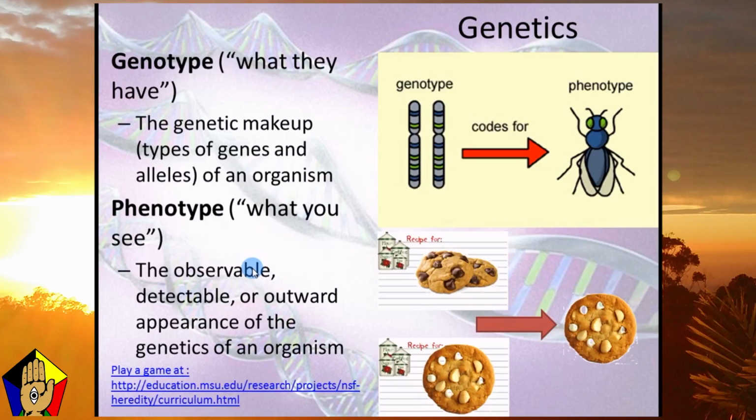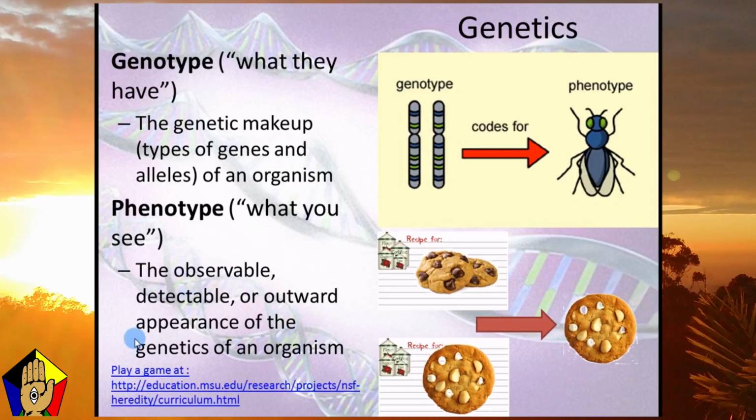Okay, so as we're going on with the genetics, you want to know the terms genotype and phenotype. Genotype refers to what your genetic code is. What does the recipe say, word for word? Does it say 2 eggs? Does it say 3 eggs? Does it say 2 cups of sugar? Does it say whatever? That's your specific code. That's what your genotype is.